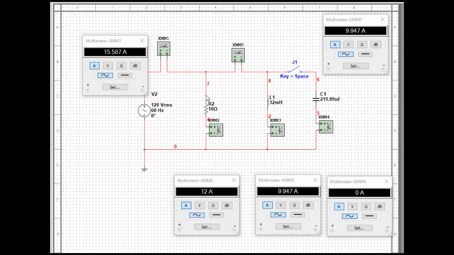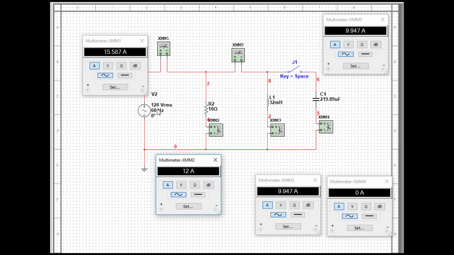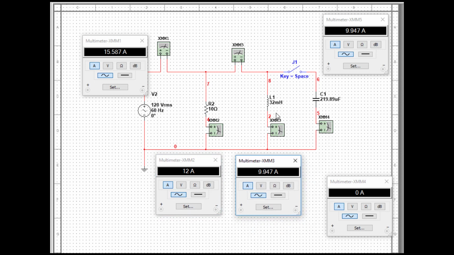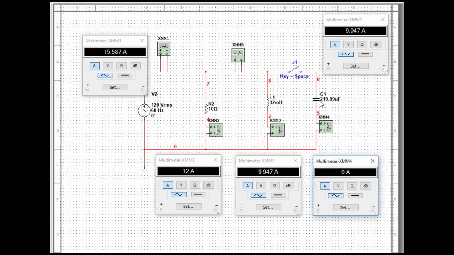And then we're looking at XMM2 of 12 amps for the resistive branch, which of course is 120 divided by 10. Then you have your 32 millihenry inductor here, of which you've got 9.947 amps of branch current. And then of course this XMM5, which is measuring the branch 2, or the inductive branch, and the capacitive branch current, is going to be the sum of those two currents. Now, of course, with the switch open, as you can see, XMM4 for the capacitor branch is showing 0 amps, like it should be.